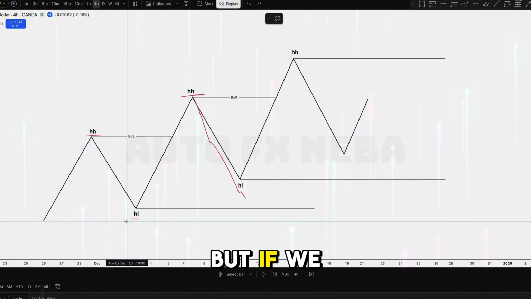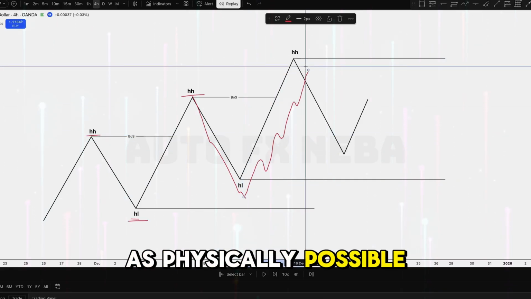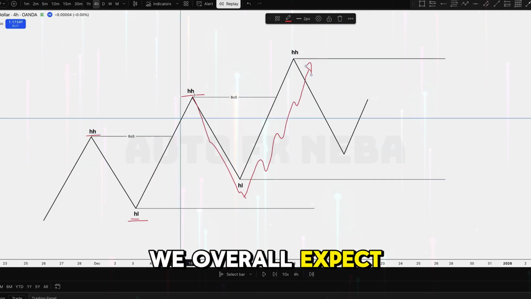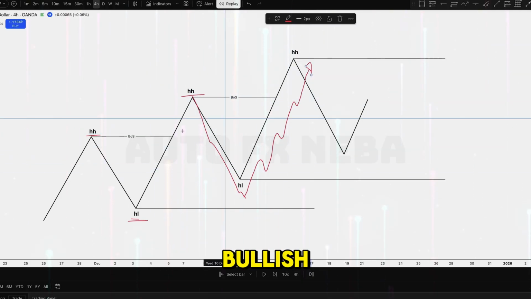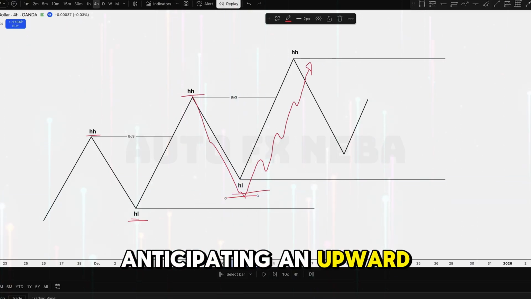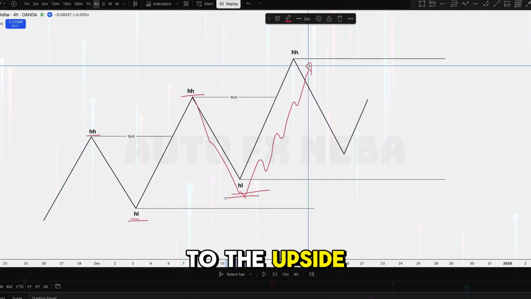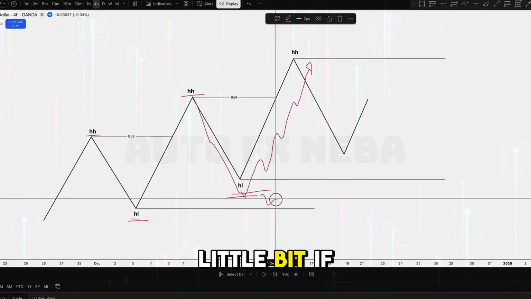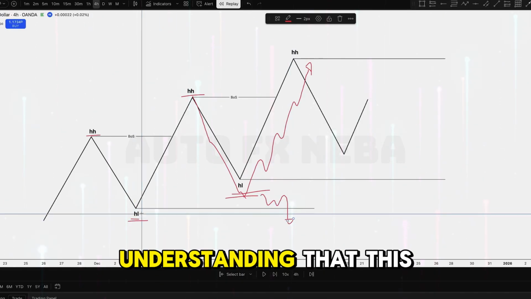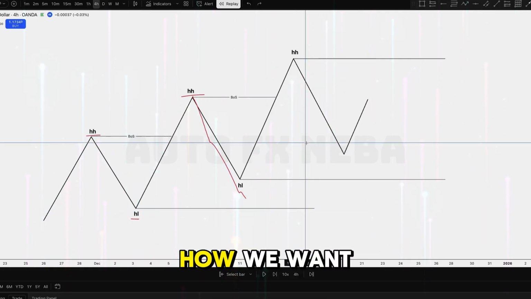the direction. But if we stay above the higher low, we want to buy as low as physically possible in this point so that we can take the market higher through its next impulse. We overall expect and anticipate this market should be bullish because it is moving in a bullish fashion. So we would buy down here, anticipating an upward move. We would profit heavily if the market does continue through to the upside, and we would only lose a little bit if the market goes down here because we can get out very quickly, understanding that this is basically the invalidation point for this trade. Okay, so that's basically how we want to trade it.